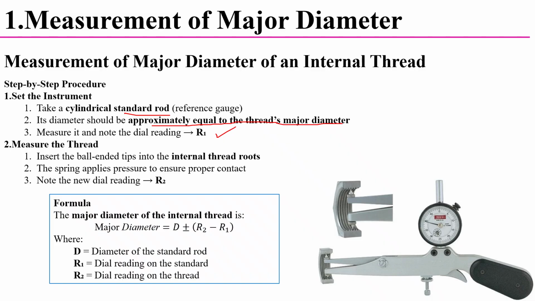We insert the ball ended tips into the internal thread roots. The spring applies pressure to ensure proper contact. Then note down the reading on the dial indicator. Let's consider this reading as R2. Then the major diameter of the internal thread will be D plus or minus (R2 minus R1). Here capital D is the diameter of the standard rod, R1 is the dial reading on the standard, and R2 is the dial reading on the thread.